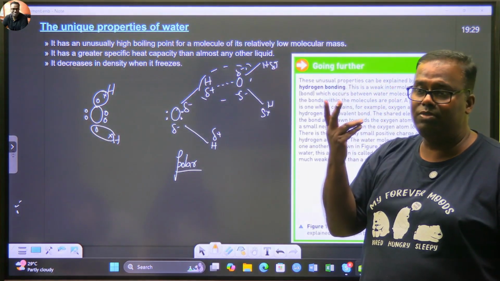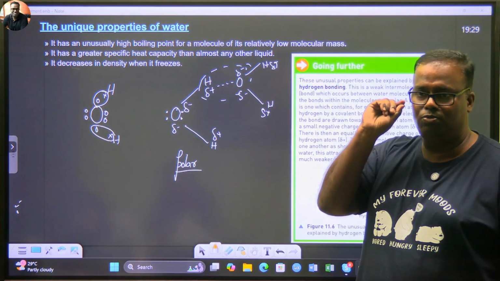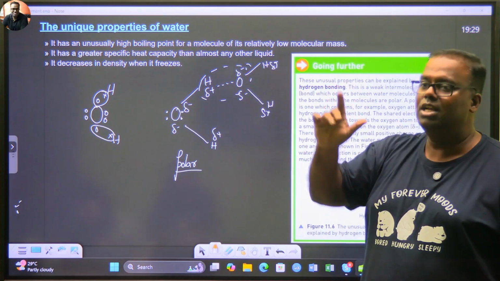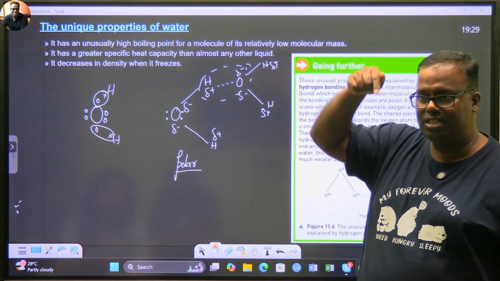Why are aquatic lives possible in cold places? Due to the property of anomalous expansion of water. When it freezes in the Antarctic, the volume of water goes up. So the volume of water goes up means the density will come down.